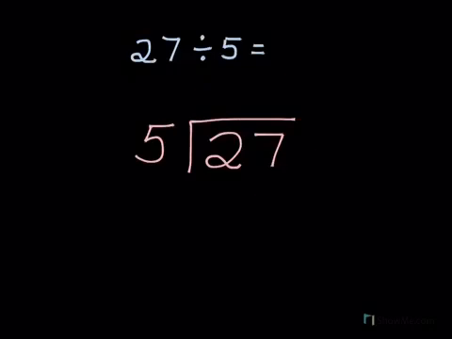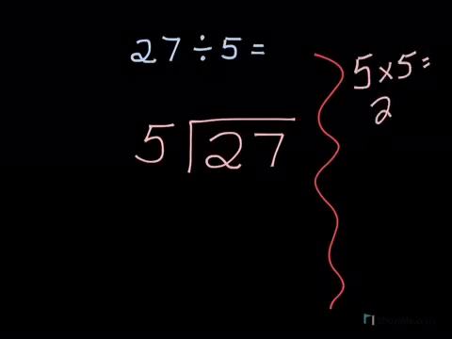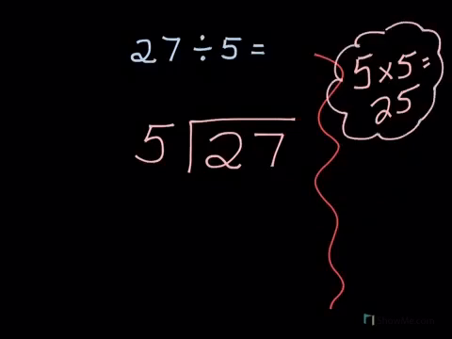Now, the first thing I notice is 27 is pretty close to a math fact that I know about 5. So in my mind, I'm thinking 5 times 5 is 25, which is pretty close to 27. So I'm going to keep that thought in my head. So let's take a look.